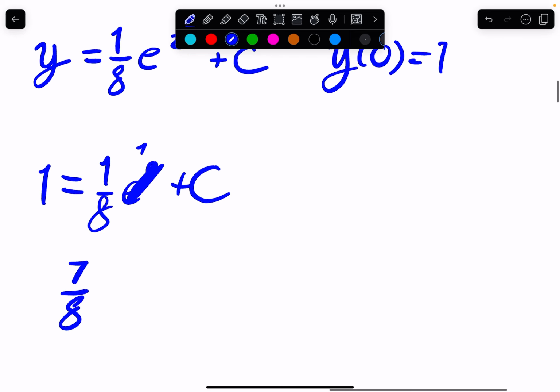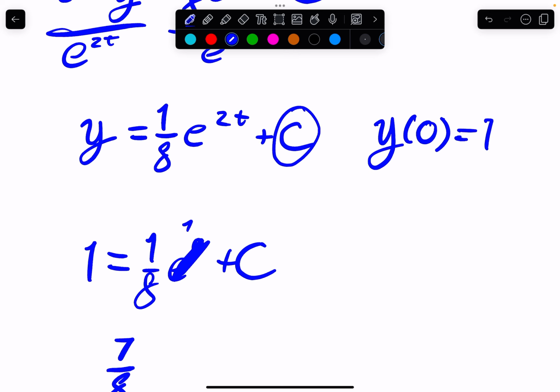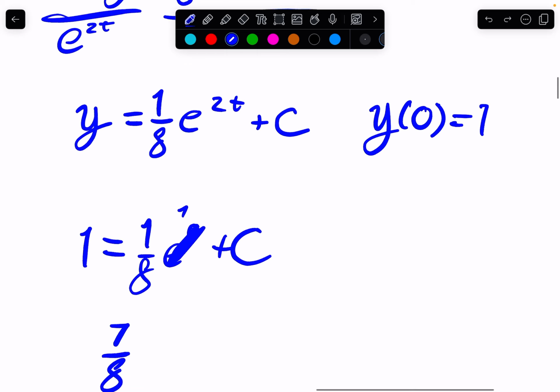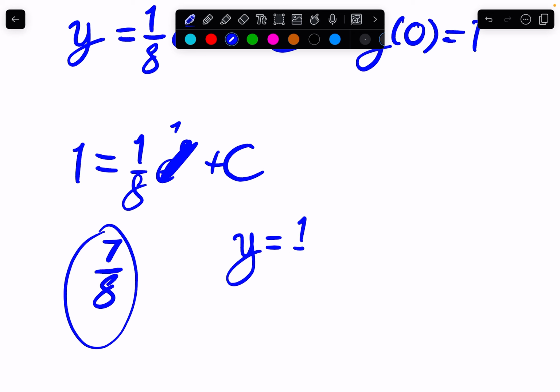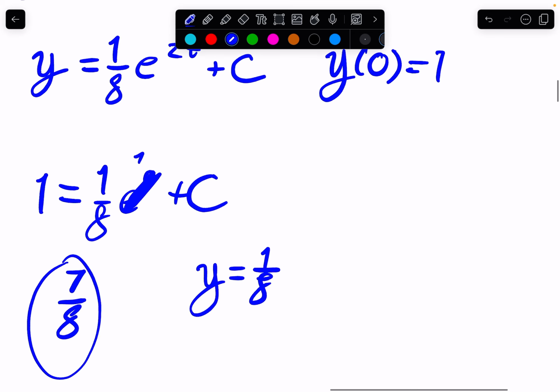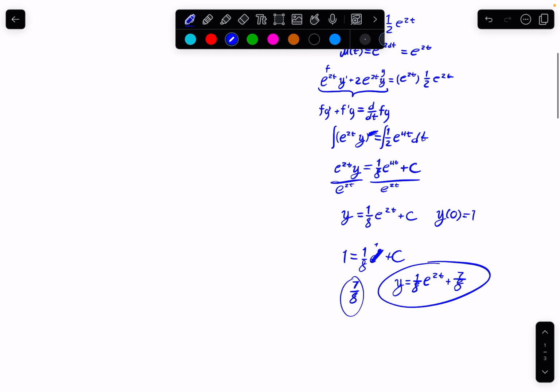So our solution, and this is what we call the general solution, by the way, because it encompasses all different forms of this solution, c could be anything. For this particular solution, c is 7/8. So our final solution, our particular solution, is y equals 1/8 e to the 2t plus 7/8. And that is how you solve a differential equation using an integrating factor.